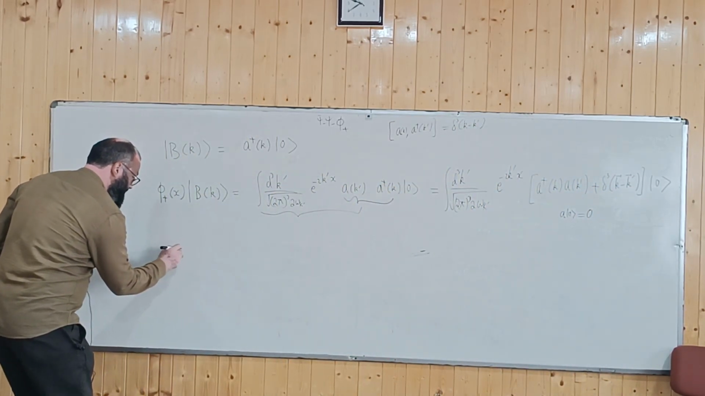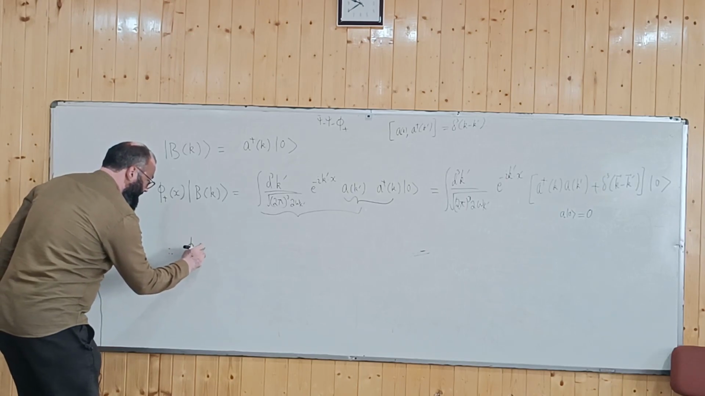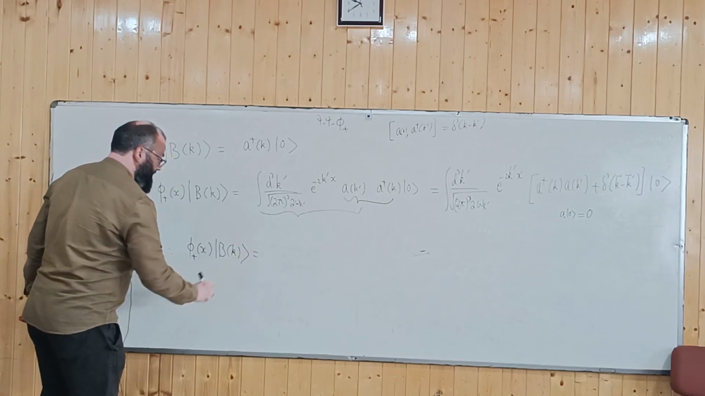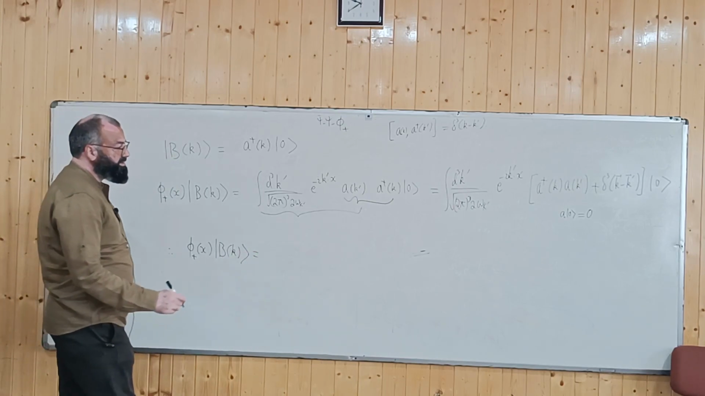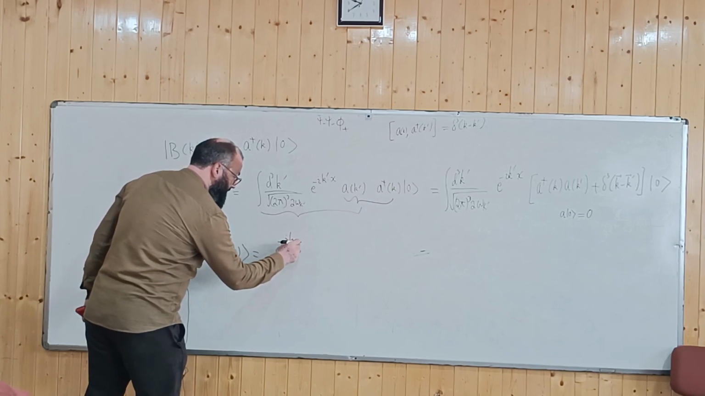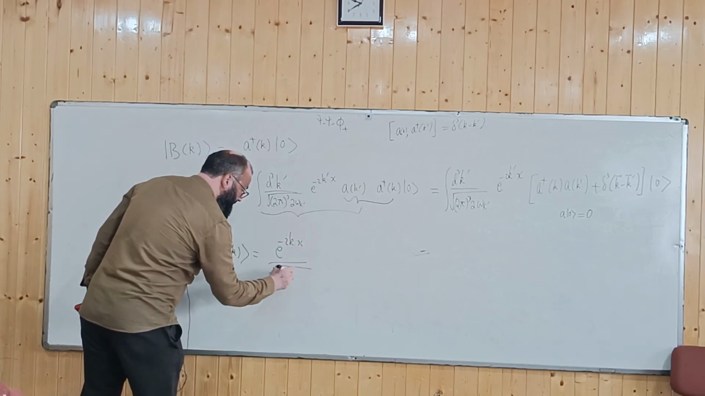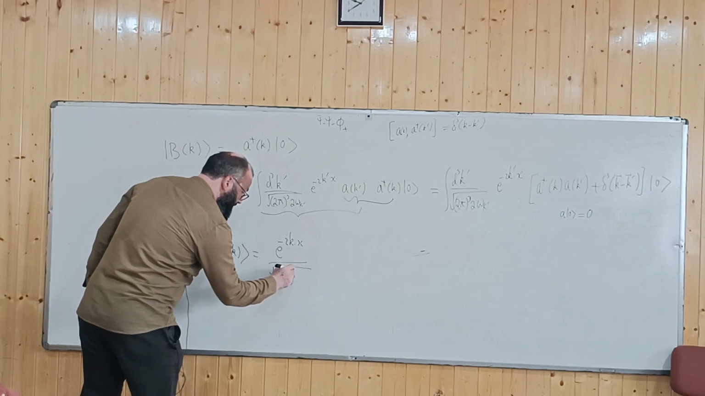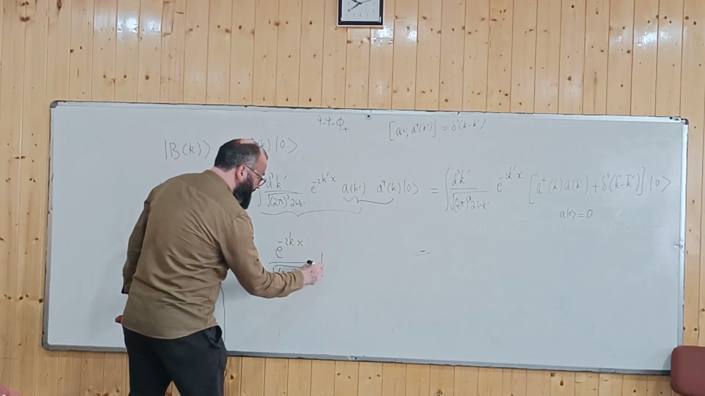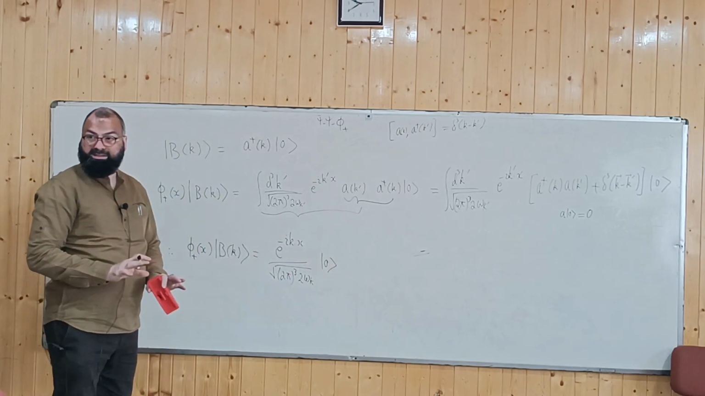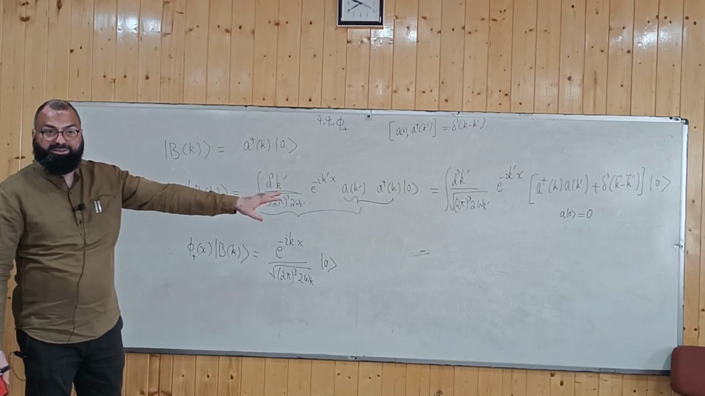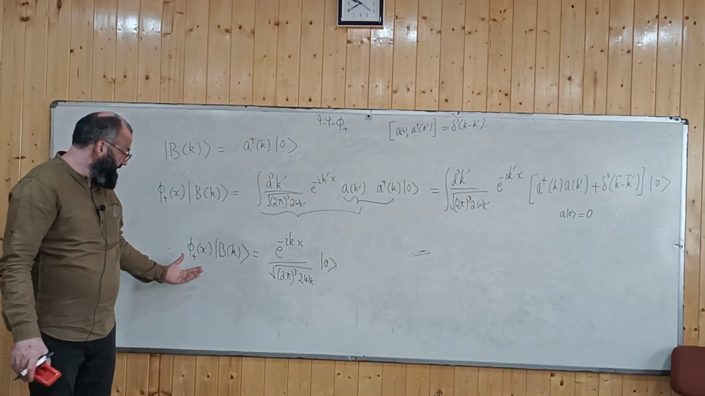So in other words, therefore this phi plus of x acting on this single particle or the quanta of the boson gives me e raised to minus i k dot x by root of 2 pi cube twice omega k, and there will be that vacuum state. Because I have only integrated over the delta function, vacuum will be there. Clear? So this is okay.